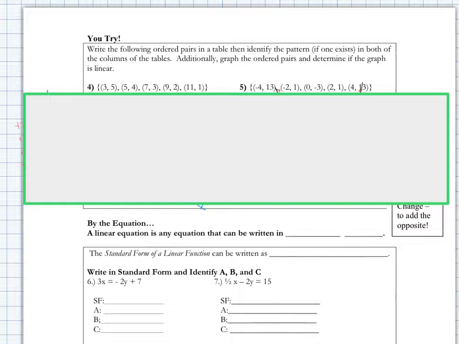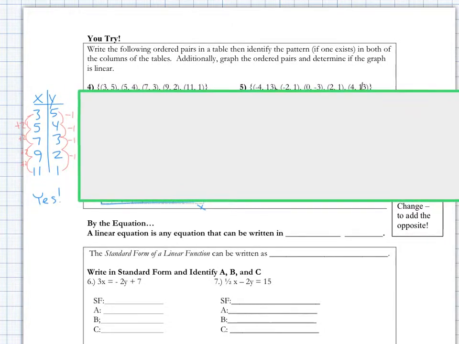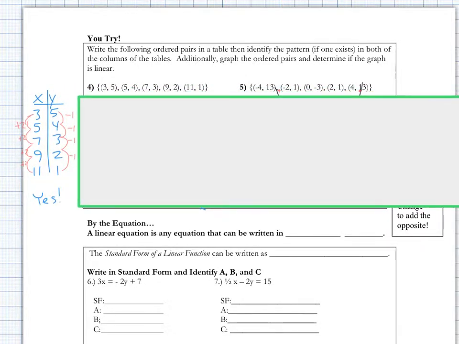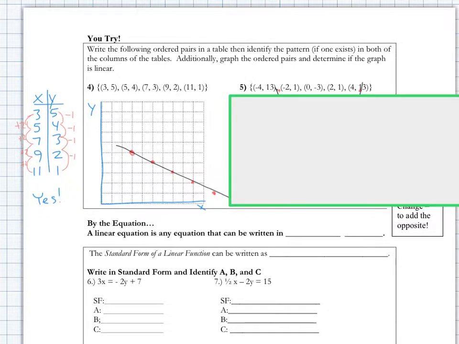So on number 4, notice here I put everything in the table: 3, 5, 5, 4, 7, 3, 9, 2. The x's are increasing by 2 each time. We know this is a function because my x values don't double up at all. The y values all go down by 1 each time, so that constant increase of 2 for x is matched by a decrease of 1 for y. So yes, this is a function. Notice when we graph that on the coordinate plane, indeed, we get this straight line with a negative slope.